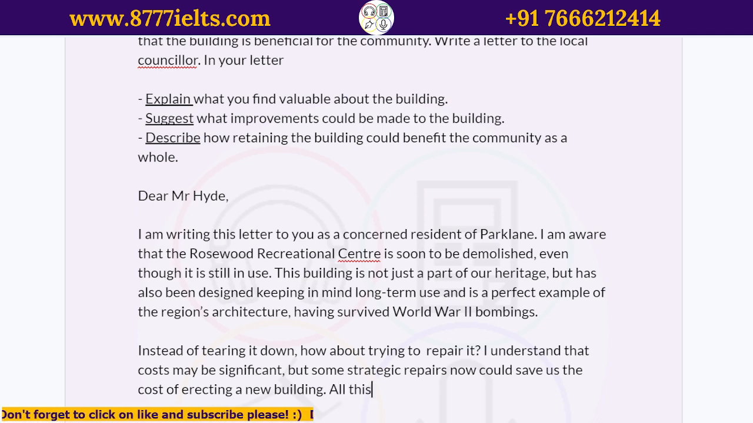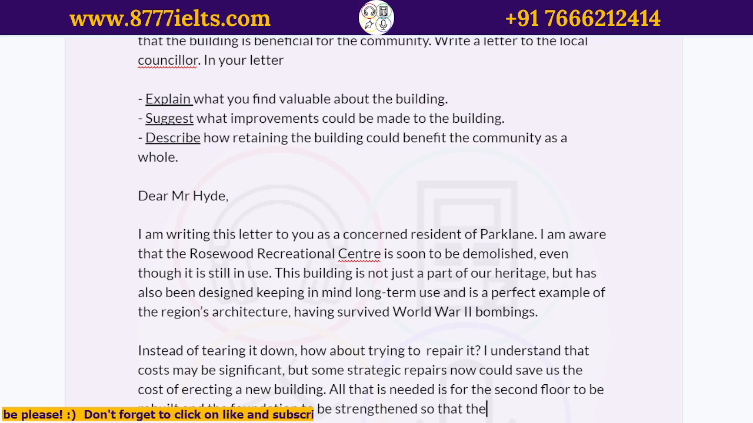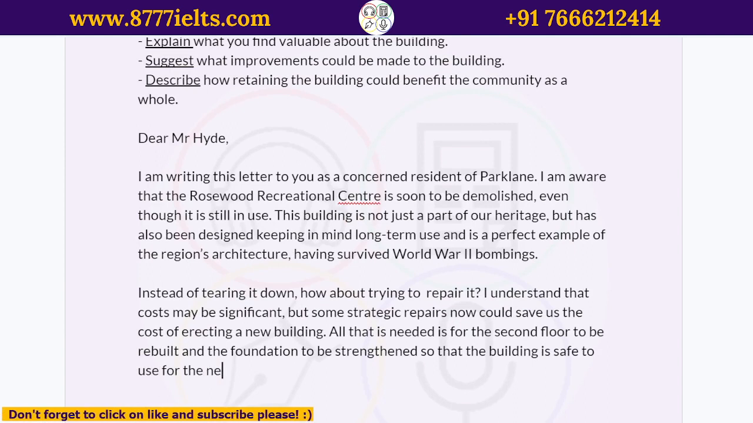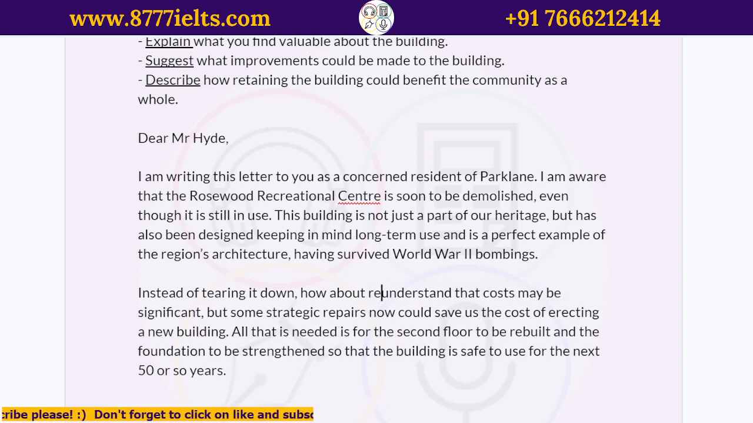All that is needed is for the second floor to be rebuilt and the foundation to be strengthened so that the building is safe to use for the next 50 or so years. Right? What improvements can be made? You just need to rebuild the second floor, strengthen the foundation, right? How about repairing it? Or how about trying to repair? I'll just change it. How about repairing it?